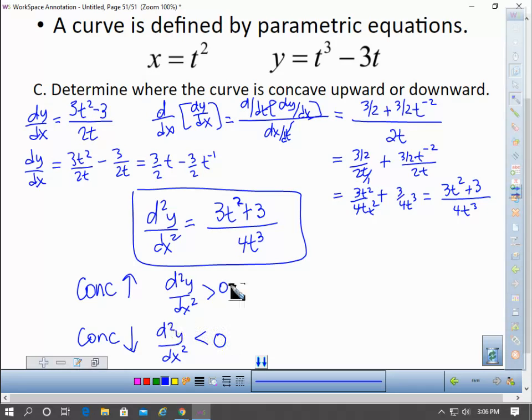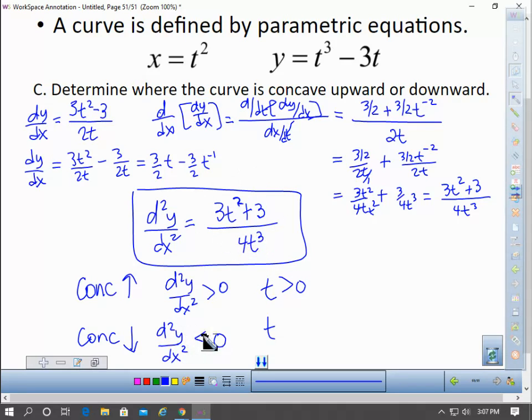So I need to think about what t value is going to make that expression do what I'm saying here. Let's take a look at our numerator. It says 3t squared plus 3. Since this is a t squared, that's always positive. So my numerator is always going to be positive no matter what I put in for t, because I'm squaring it. My denominator is what's going to determine the sign of the second derivative. If I need my second derivative to be positive, that means I need t greater than 0, because if t is positive, then this whole expression is going to be positive.